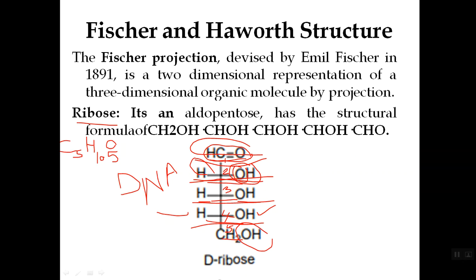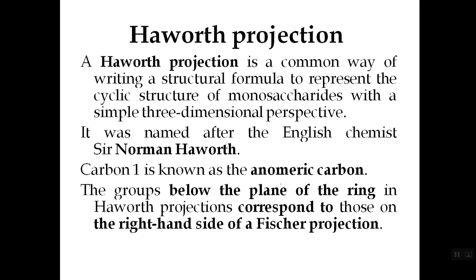So here you can count it has 1 to 5 carbon atoms with the carbonyl group on the top of the structure, and it's an open structure where you have the projections of the functional groups on the carbon skeleton. So this is the structure of D-ribose.